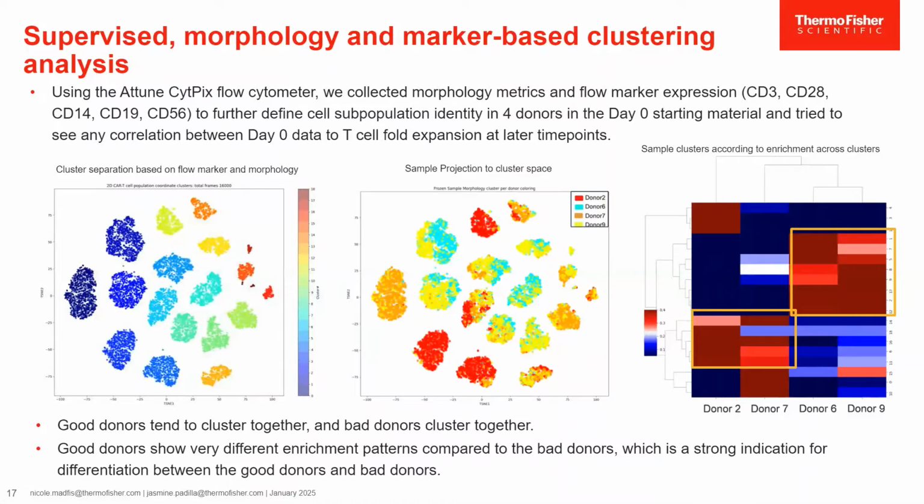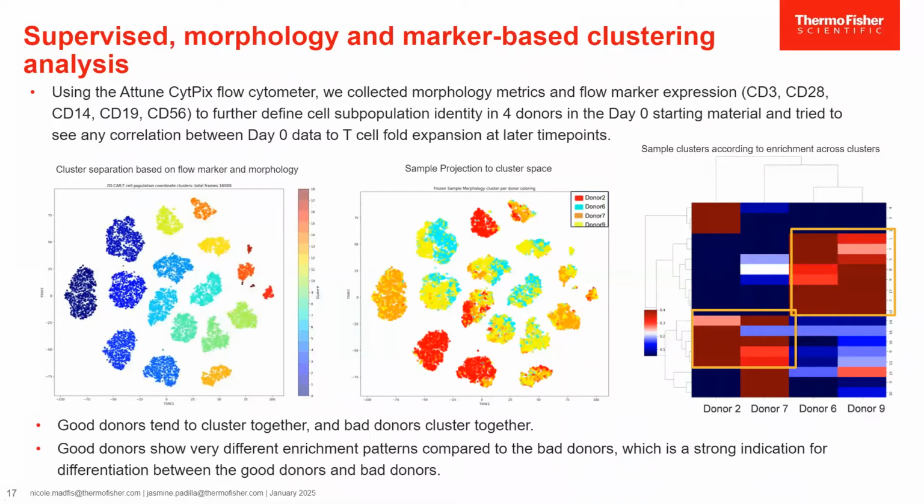The morphology-only analysis gave us a general description of the cell populations on day zero according to morphology parameters only. We added another dataset to our analysis, which is the marker expression based on fluorescent antibody staining and detection. This time, we did clustering using both datasets to pinpoint cell subpopulations in day zero PBMCs across 4 donors and tried to see any correlation between day zero data and T cell fold expansion at late phase of expansion.